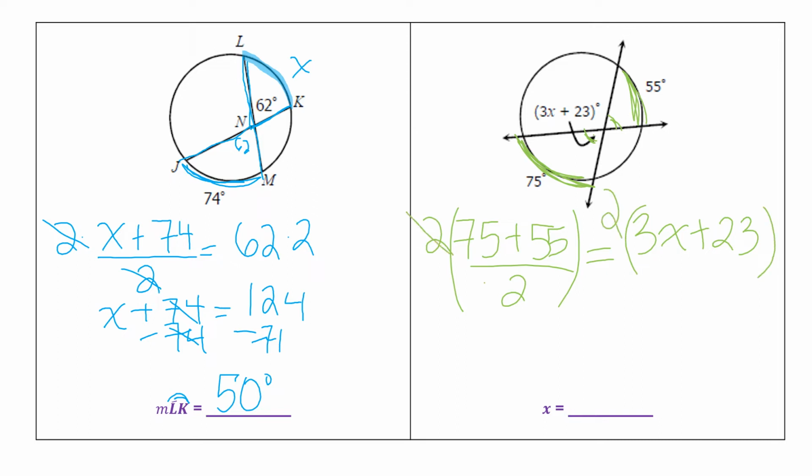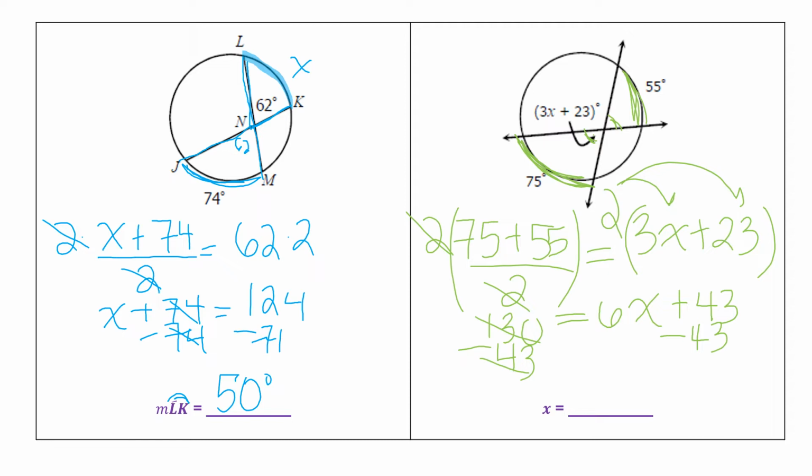On the left side, the 2's are going to cancel out, and we're going to have 75 plus 55. You could have also, which probably would have made more sense, just add 75 plus 55 and then divide by 2. I thought about it after the fact, so I'm just going to keep going with the way that I am already doing it. That's 130. And then we're going to distribute 2, which would be 6x plus 43. We're going to subtract 43 from 130, and I'm going to run out of room, which is 87.